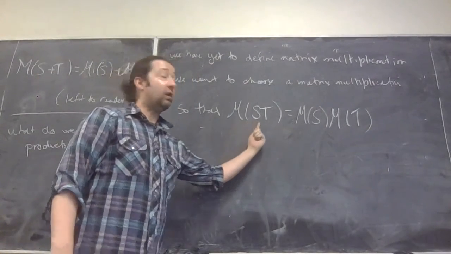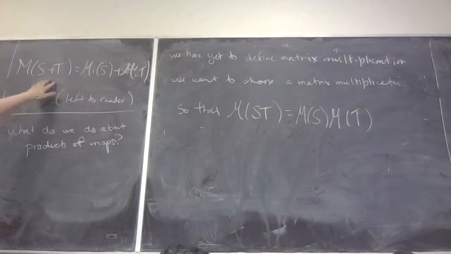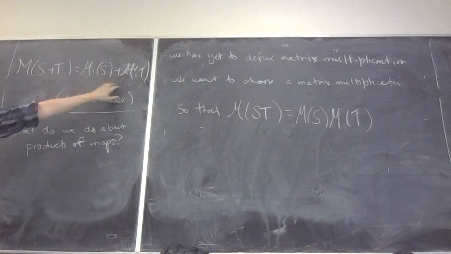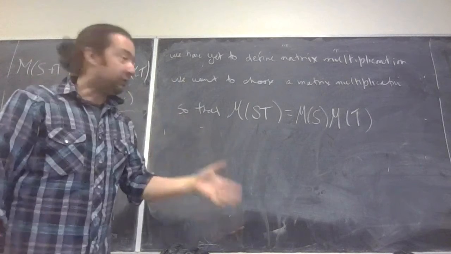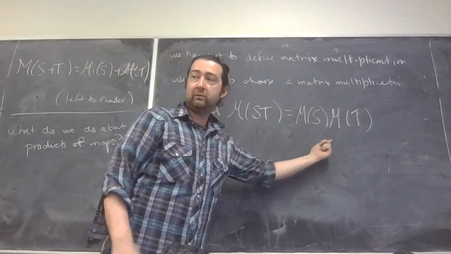The matrix of a product of linear maps is equal to the product of the matrices, in exactly the same way that this rule holds: the matrix of a sum should be the sum of the matrices. If I want to do math and have it be nice, it had better be the case that the matrix of a product is equal to the product of the matrices.